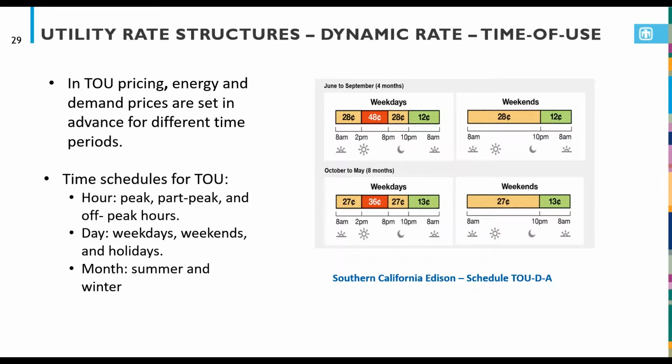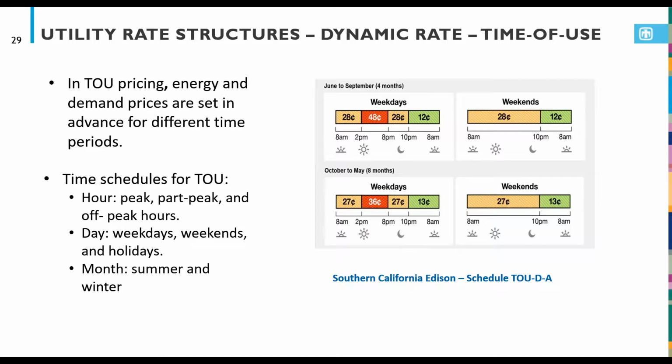The most common dynamic rate is time of use pricing. In time of use pricing, energy and demand prices are set in advance for different time periods. Time schedules for time of use often classify hours of a day as peak, part peak, and off-peak hours, days of a week as weekdays, weekends, and holidays, and months of a year as summer and winter months.